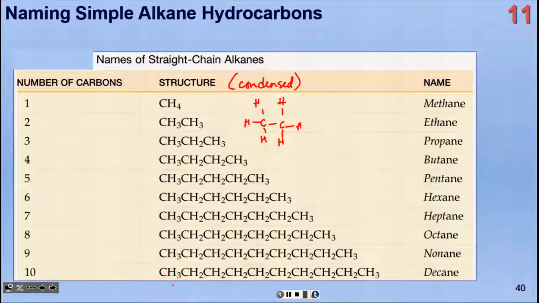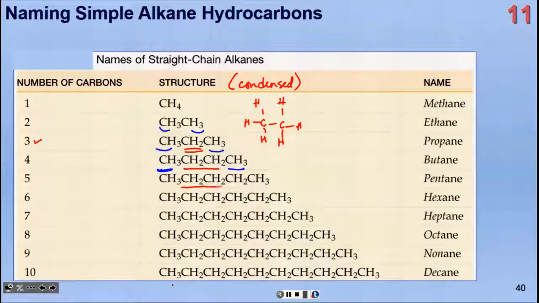Propane is going to be similar, except that it has an extra CH2 in the middle. But again, it's all based on how many total carbons there are. Butane has 2 CH2s in the middle out of its 4 carbons. And then the 2 ends look the same. They're having the same ends that ethane and propane have. And so the greater the number of carbons, the more CH2 groups show up in the middle.